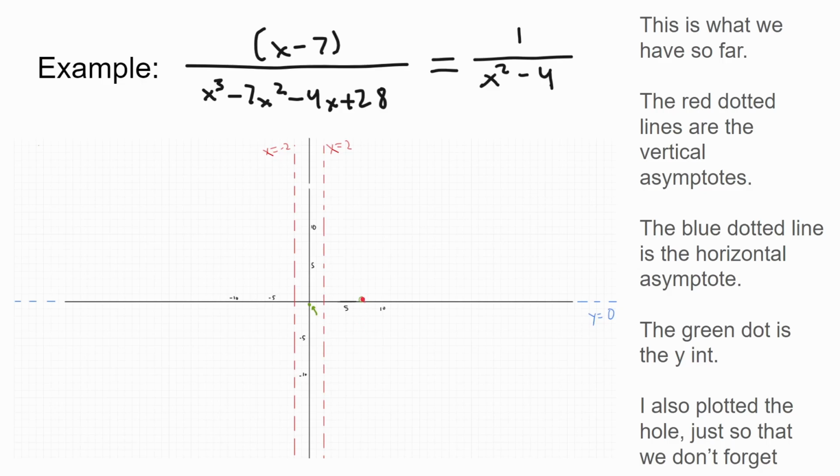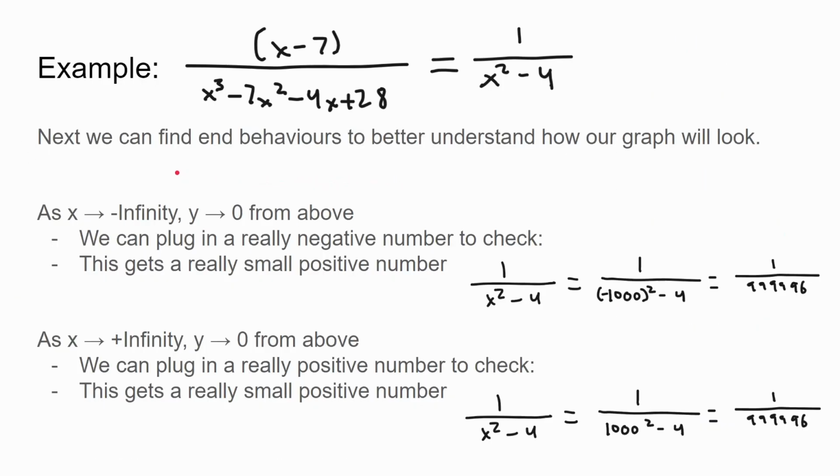And finally, we have a hollowed out circle here because I plotted the hole just so that we don't forget later on. So the hole is at x equals 7. So the hole would be here. So yeah, this is what we have so far. However, our graph is looking a little empty, so let's find some more information so that we can draw the entire graph. Alright, next we can find the end behaviors to better understand how our graph will look.